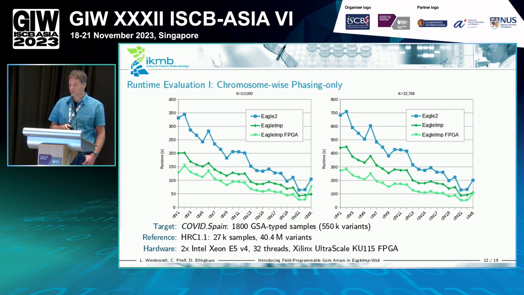Here we can see that compared to Eagle, we reduced the runtime for one chromosome, here chromosome 2 for example, from 6 minutes to less than 3 minutes, which makes a speed up of more than 2, of course. And if we compare it to the software only part, we already sped this up also.